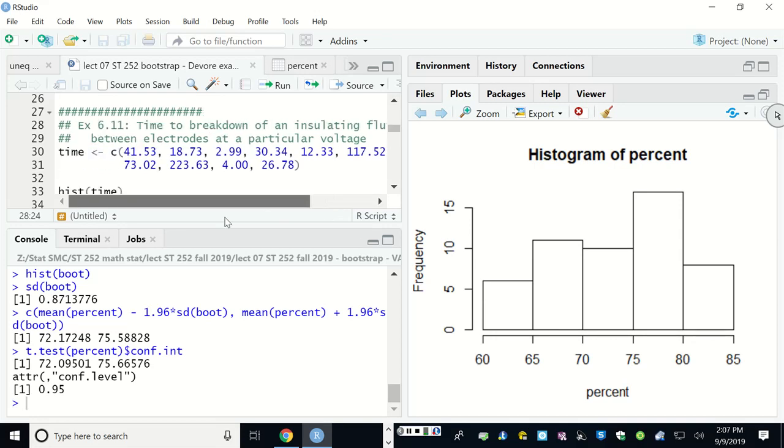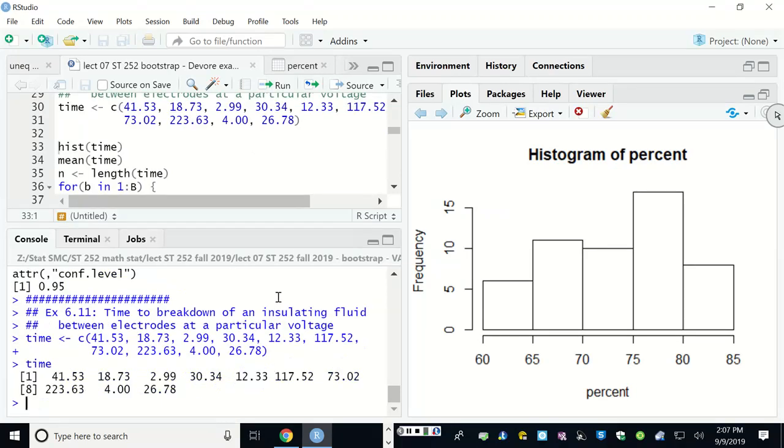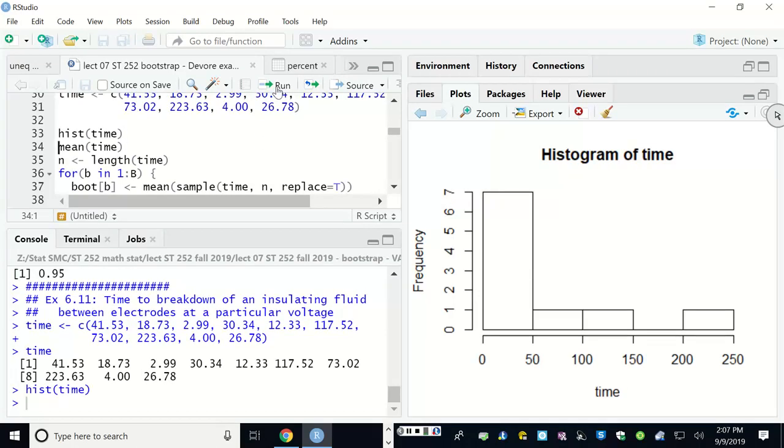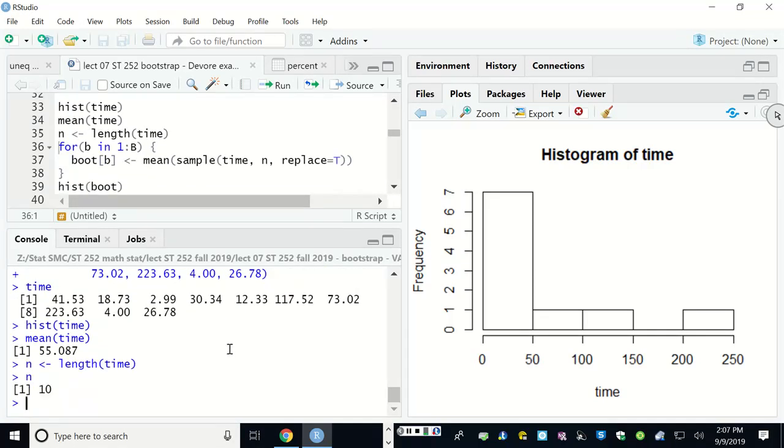Well, I don't know if these are in seconds. I don't recall what it said. But anyway, we'll just get it in there. And then time is just a little vector that's in there. Here's the histogram of time. It's a little bit more skewed, right? And the mean is 55.7. There are a total of 10 of these. So this one is skewed.